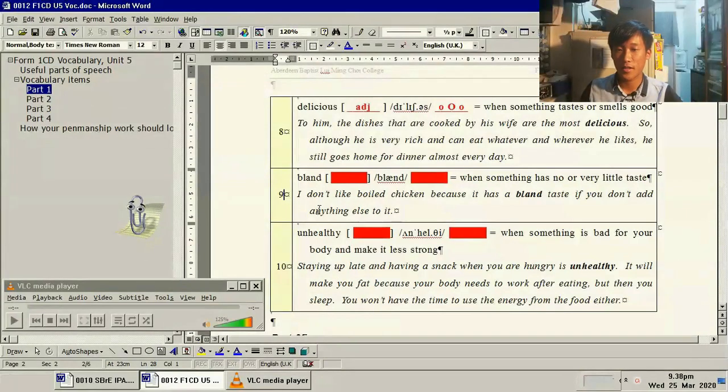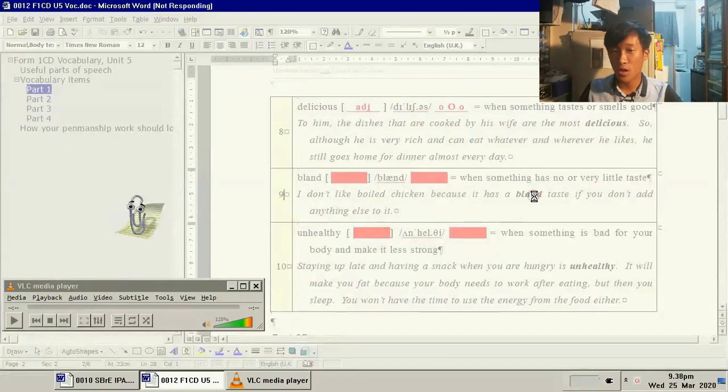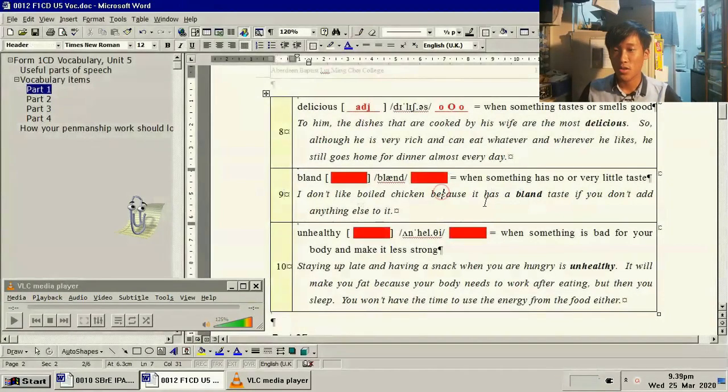Going on, number 9. So, it has a d o. Okay, so it has a bland taste. So good taste, bad taste. So it's an adjective again. What does it mean? It's only one syllable, so it must be stressed. No, don't even need to put the stress mark. Okay, so bland.